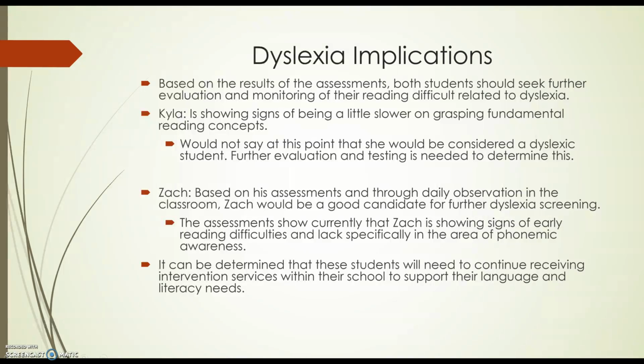Based on the assessments that were used, some of the dyslexia implications that can be understood is that Kyla is showing signs of being a little slower on grasping her fundamental reading concepts. I would not say that at this point she would be considered a dyslexic student, but further evaluation and testing is needed in order to determine this. For Zach, based on his assessments and through daily observation in the classroom, Zach would be a good candidate for further dyslexia screening. The assessments show currently that Zach is showing signs of early reading difficulty and lack, specifically in the area of phonemic awareness.